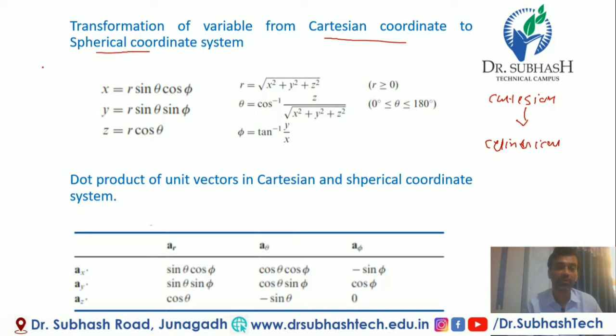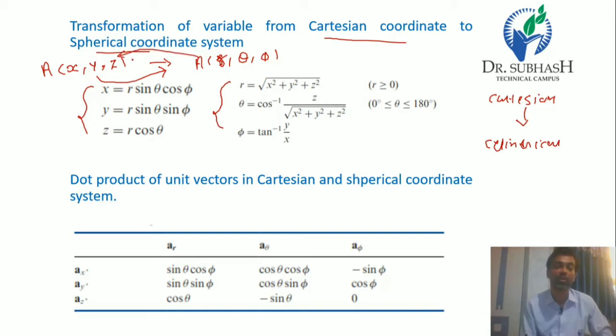Suppose you are given a point P, which is (x, y, z), and you transform it into r, theta and phi, meaning the spherical coordinate system. Then using this formula you can transform the point vice versa, meaning if you have a given Cartesian coordinate system point you can transform it to spherical. Similarly, if you are given a spherical coordinate system point, you can transform it to the Cartesian coordinate system.